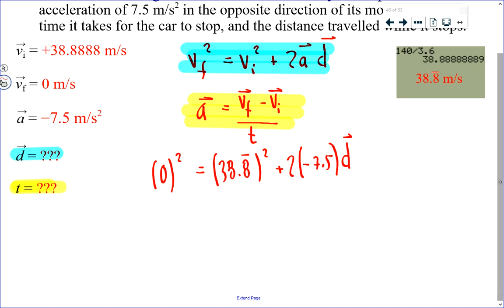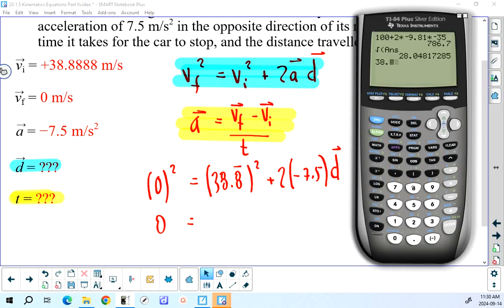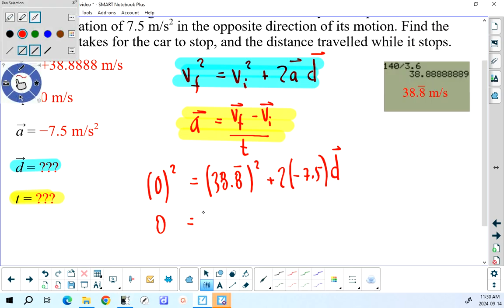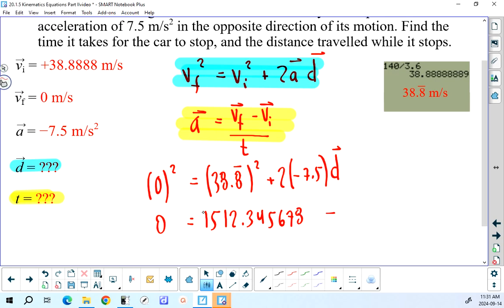So what happens here? You do not have to write down what 38.8 repeating squared is. I mean, I'm going to do so, all right? That's enough. I mean, you get the idea. I have to square that. So I get 1512.345678. That's really weird. And then I have 2 times negative 7.5, which is negative 15d.